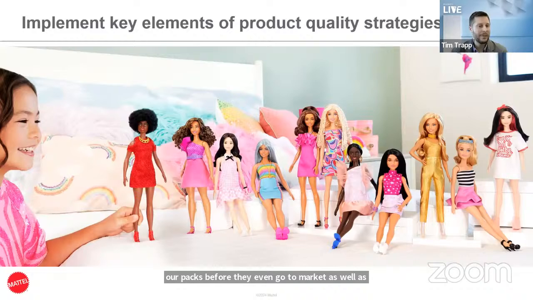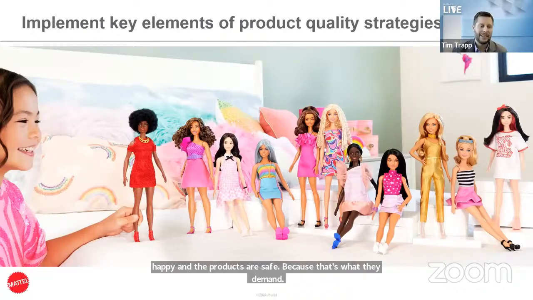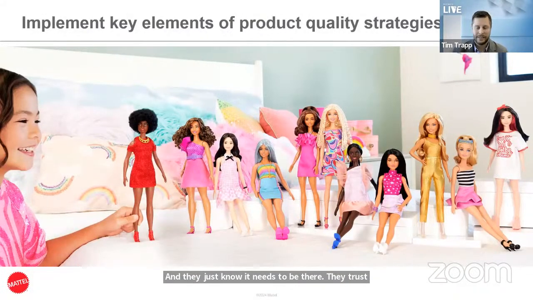as well as ensuring they meet or exceed all applicable standards. This is a long way of saying it's not just me. I'm the one that's lucky enough to get to talk to you all today, but there's a whole team of many different disciplines, of many different people around the world that go into this and making sure consumers are happy and the products are safe, because that's what they demand. They just know it needs to be there. They trust that it's there, that's a given when they're buying our products and services.